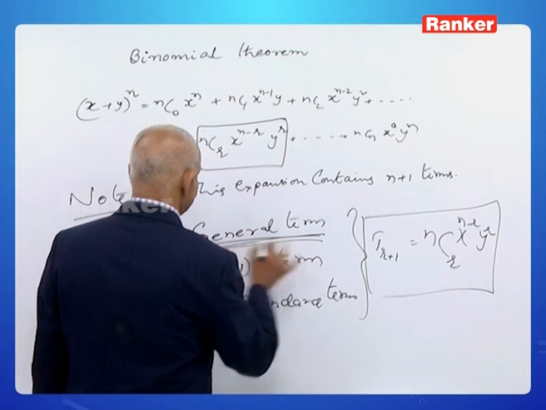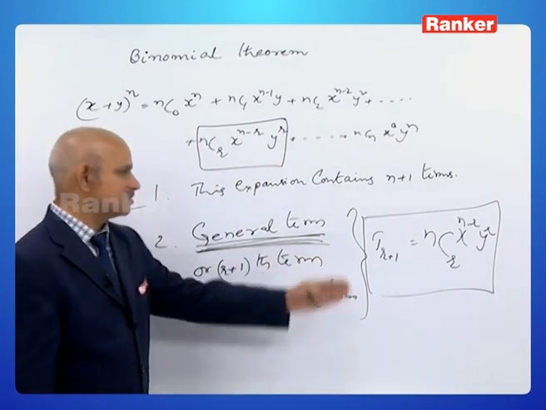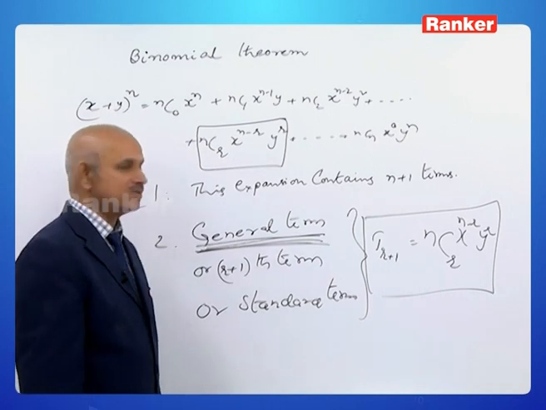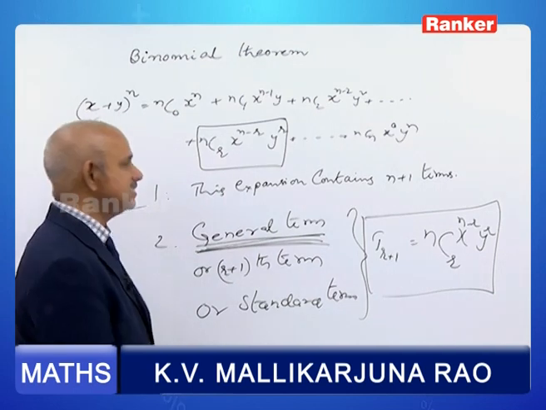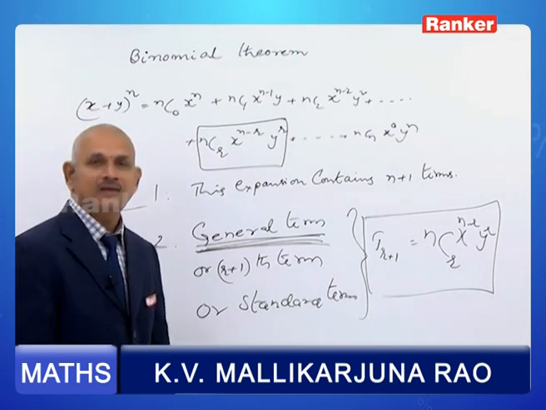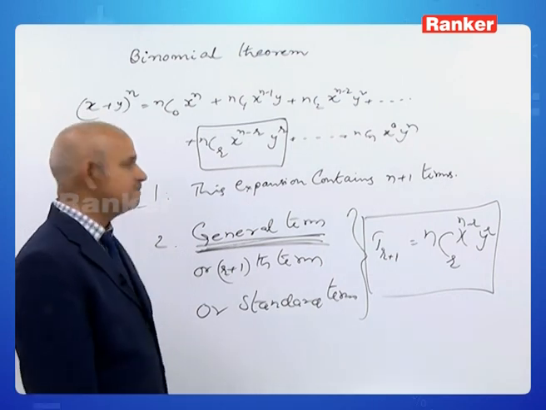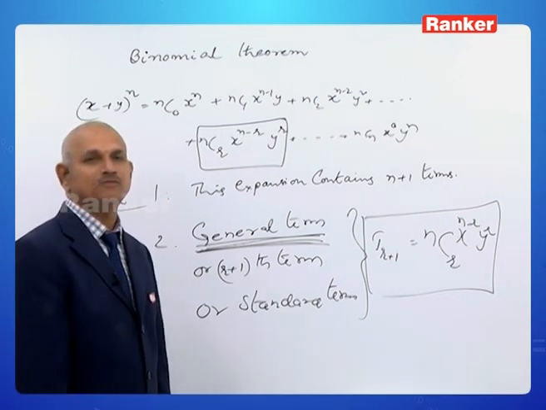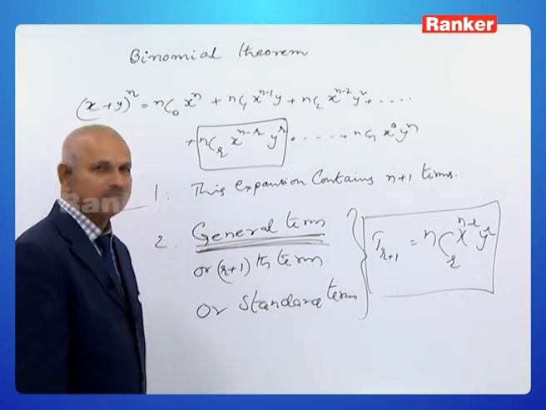A very important thing to be noted here is the general term. The general term is T(r plus 1) equals nCr into x to the power n minus r into y to the power of r. Let us now observe some examples to find the general term of a given expansion. As an example, we shall be going through some examples now.